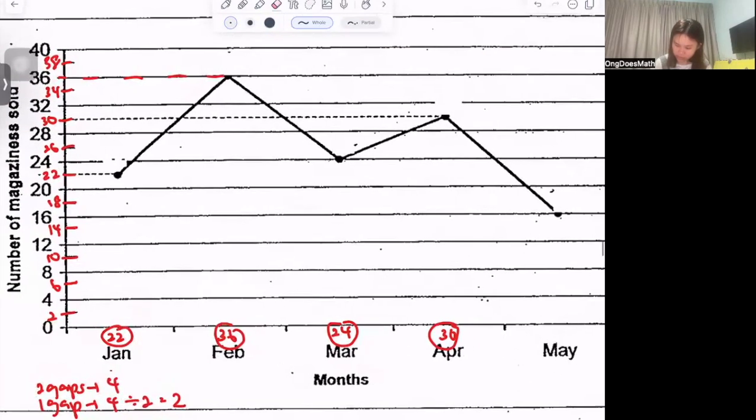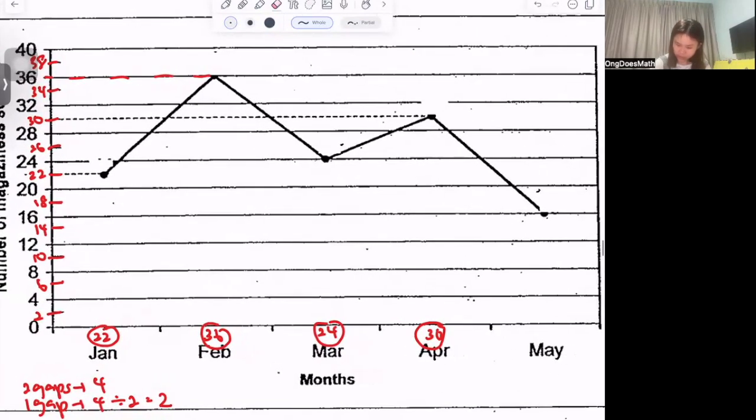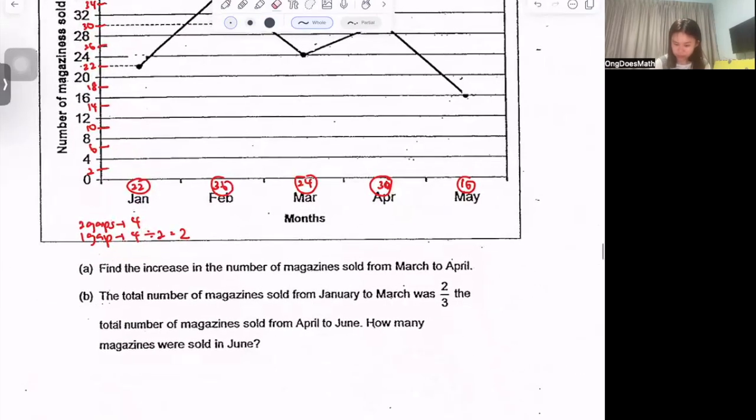Then May will be 16. First, if I draw a line, use a ruler, it should be 16. Okay, good. So now everything is labeled, we can do the question. So what's the increase from March to April? March is 24, April is 30.